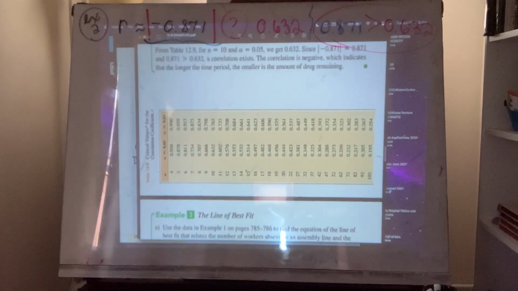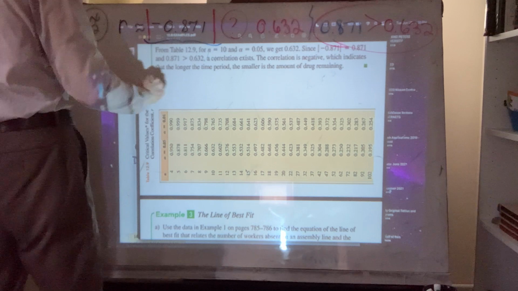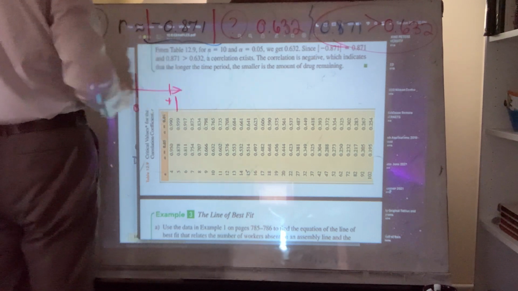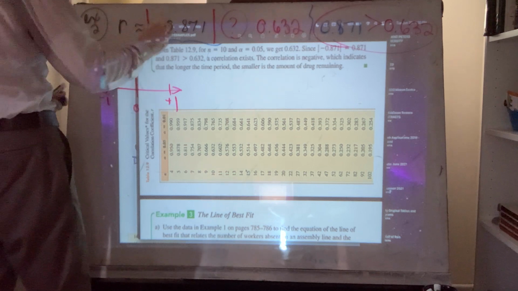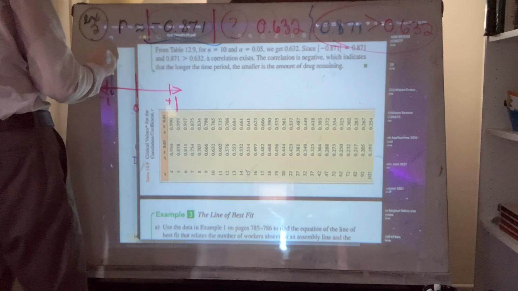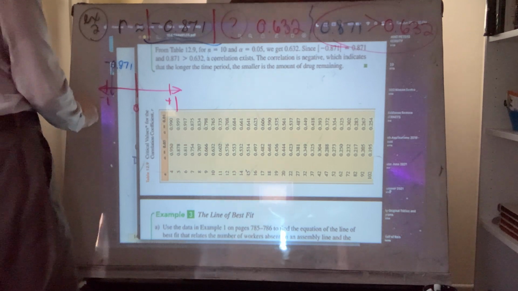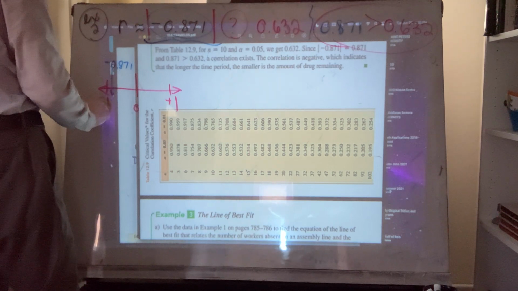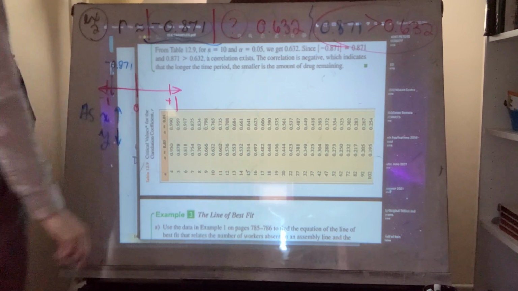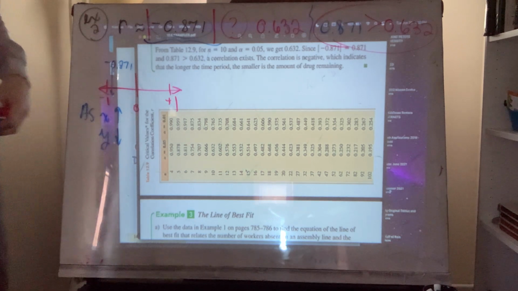Because it's a negative relationship on the scale, here's 0, here's -1, here's +1. Our correlation coefficient is very close to -1. What that is implying, even without the graph, is that as the x variable, the independent variable, increases, the dependent variable decreases. We could see that if we had a scatter plot as well.